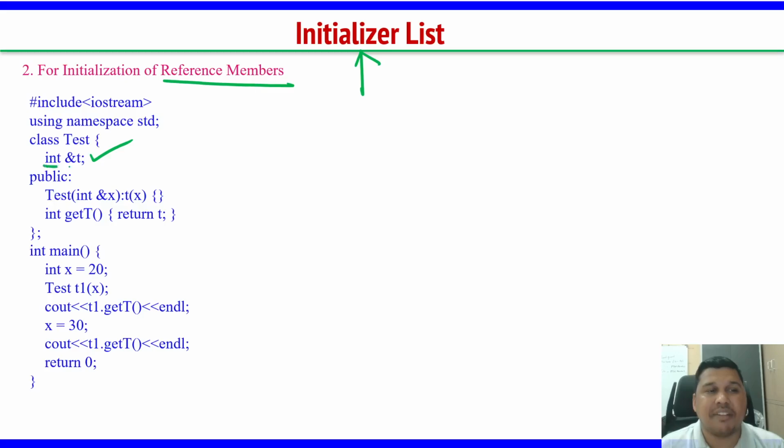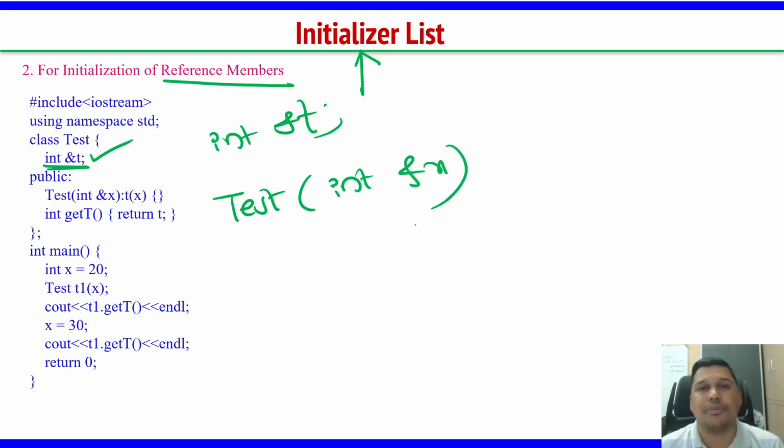See, this is a private variable, int ampersand t. How do you initialize this? Again, I will use the initializer list concept. You can write the class name, and the parameter int ampersand x. Why ampersand x? Because it's a reference variable. Colon, the actual variable is t and the dummy variable is x. Open curly bracket. That's it.